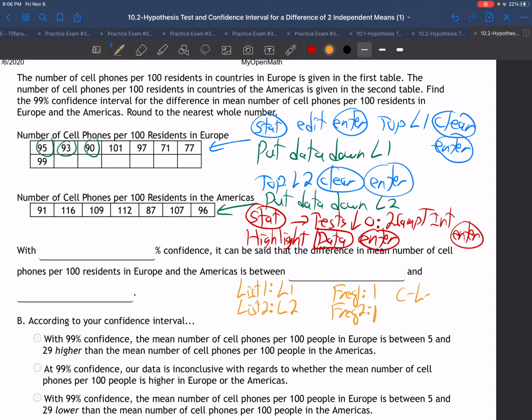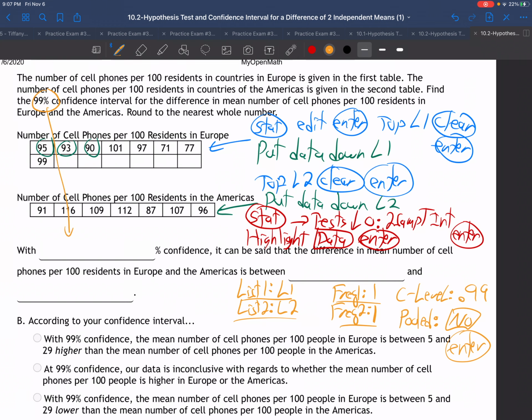Then it'll ask for the C level, the confidence level. This one is 99%, so 0.99. Really all you need to do is go down to that. You don't need to mess with anything else. When it says pooled, we're not doing those kind, so we always say no and hit enter to calculate everything, and you'll get the numbers.